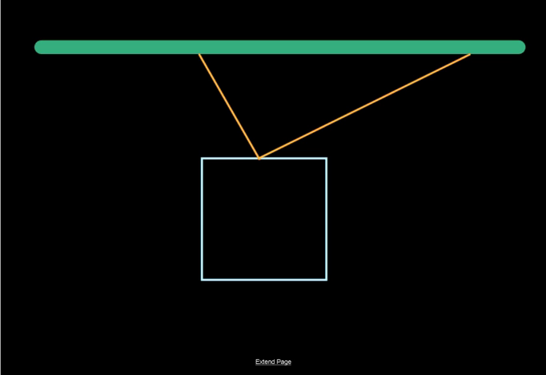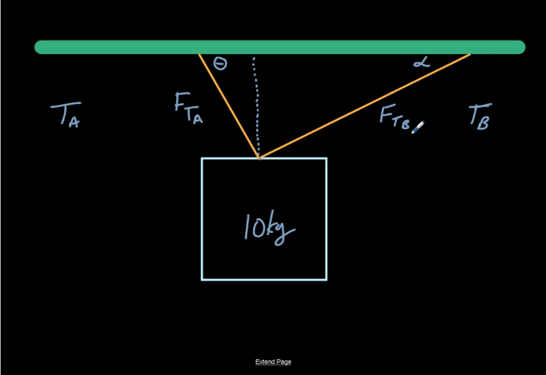Okay. So it's going to be a little more involved to solve this. We'll still make this 10 kilograms just because it's a nice, half-decent number to work with. We're going to call this theta. We're going to call this alpha, just to distinguish between the two. I'm going to cut these into two different tensions, and we'll call this FTA, and we'll call this FTB. You might also just see it as T A, T B, depending where you're looking.